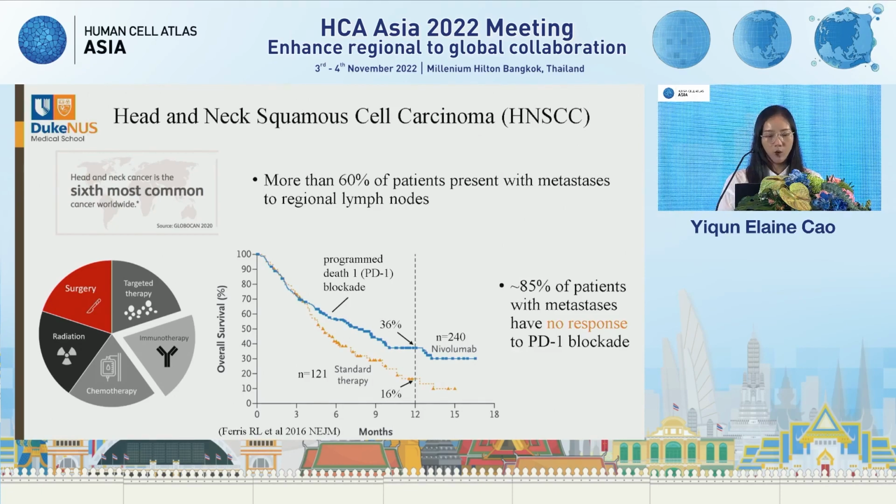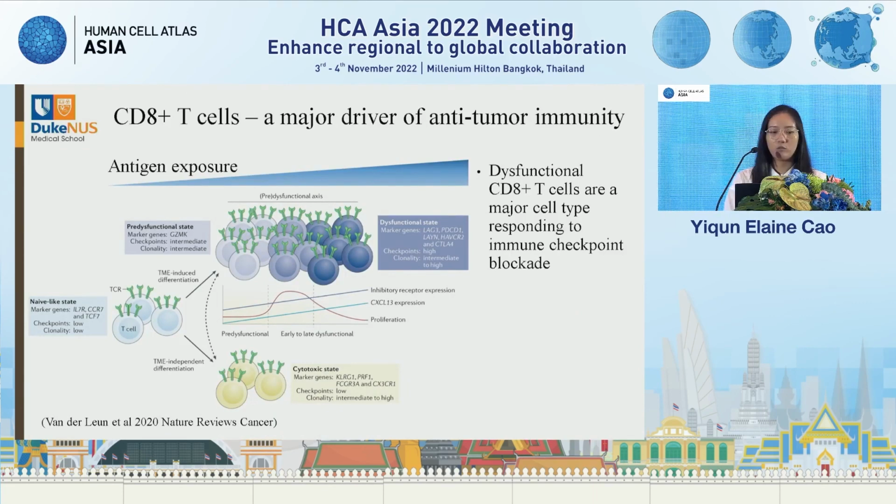Therefore, we focus on one specific tumor immune cell type, which is CD8 T cells, and it is a major driver of anti-tumor immunity. So this review paper summarizes current knowledge of CD8 T cell states from a wide range of different cancer types. In the tumor microenvironment, chronic and continuous antigen exposure drives the CD8 T cells from the naive-like state to different degrees of dysfunctional states. And along this axis, cells acquire certain feature changes, including the inhibitory receptor expression.